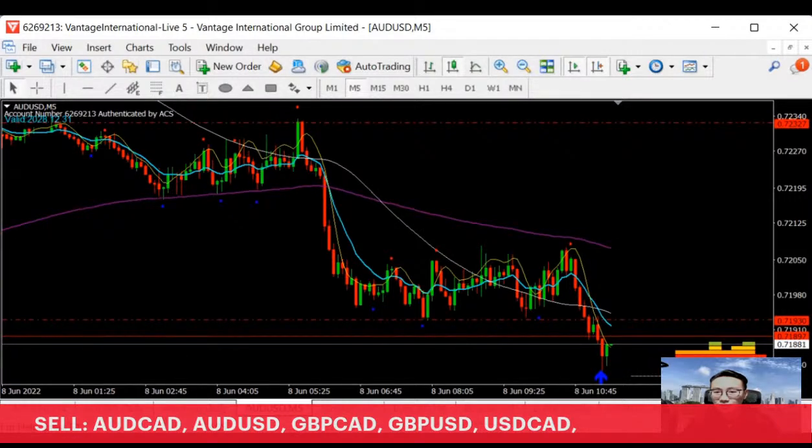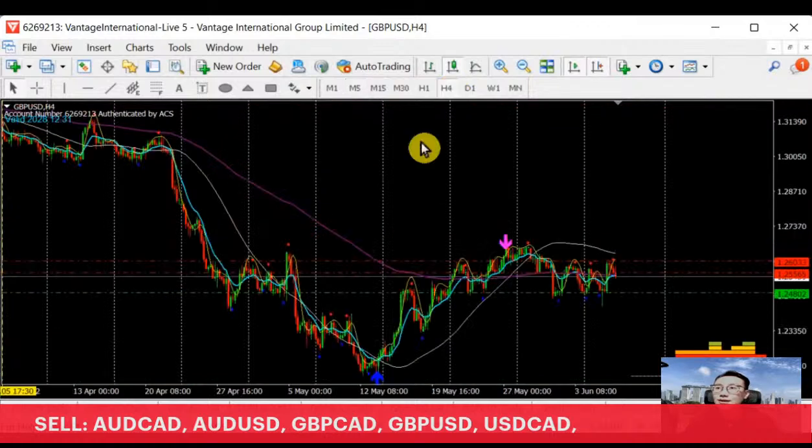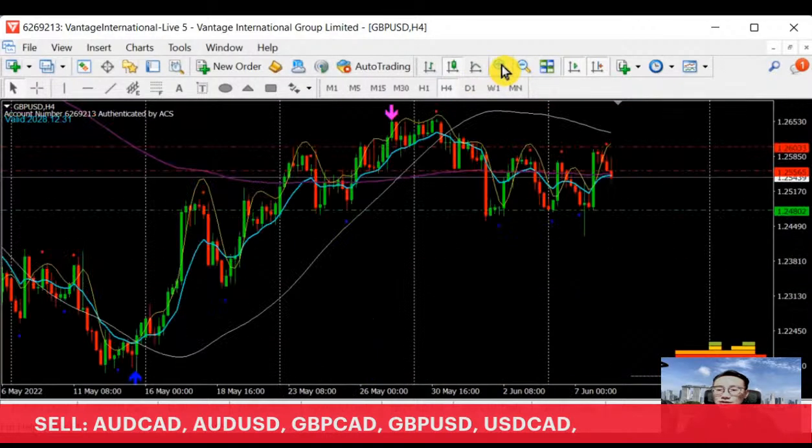Alpha says: I have to share my GU setup, waiting for bullish H4 close. GU stands for pound dollar, that's a jargon. So for pound dollar, yes, waiting for a bullish H4, 4-hour candle close. Without a 4-hour close bullish, no entry.